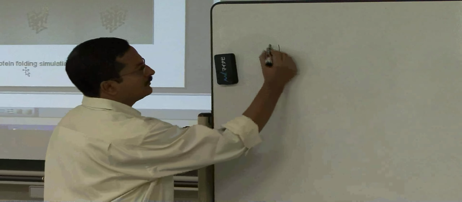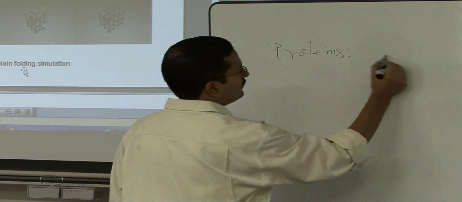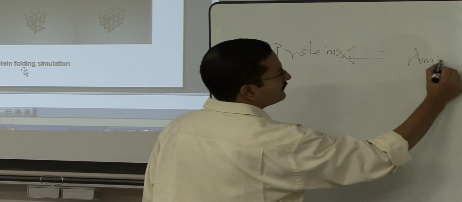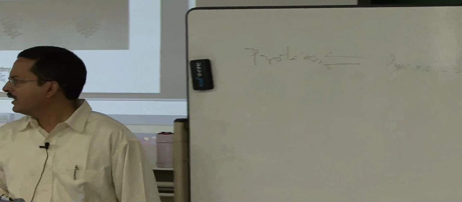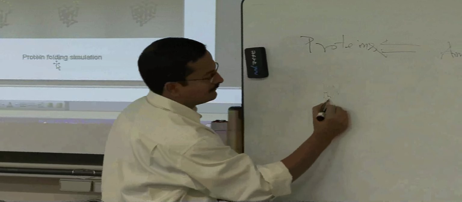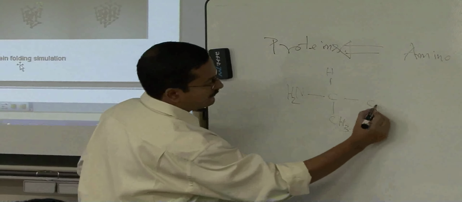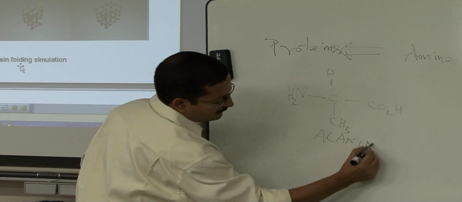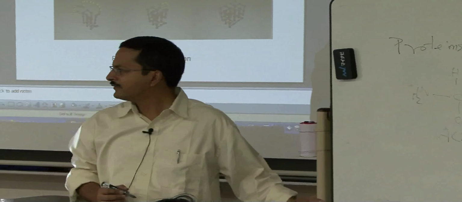proteins are made from amino acids. I think everybody knows this, right? Amino acid, I do not know what it is in Japanese, but this kind of structure, you know this? This is alanine. So, there are 20 amino acids.